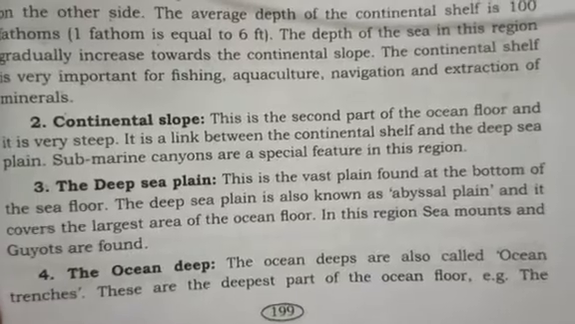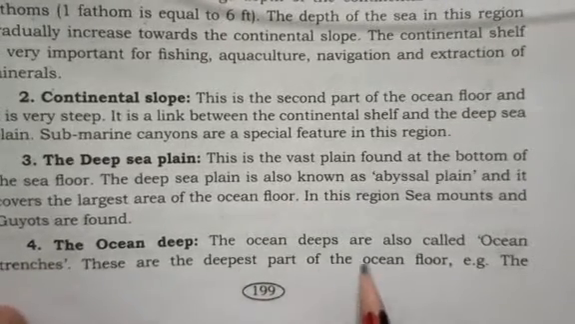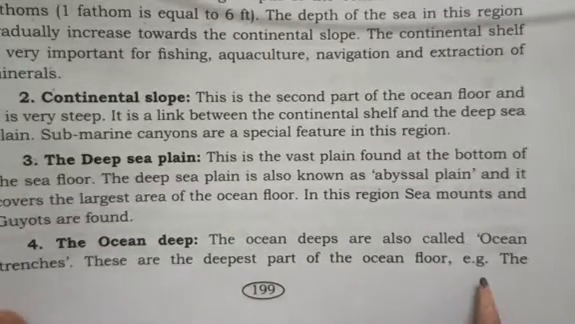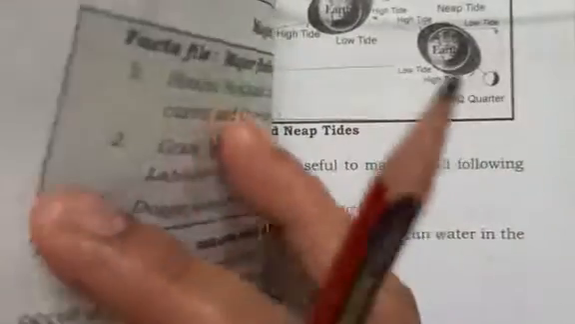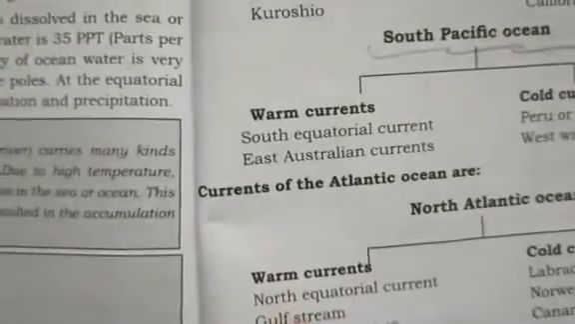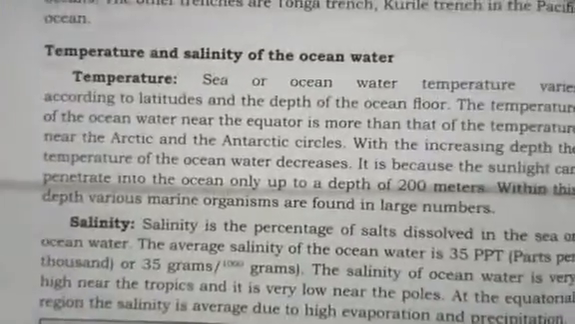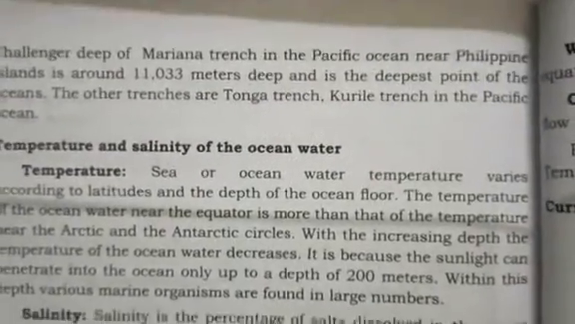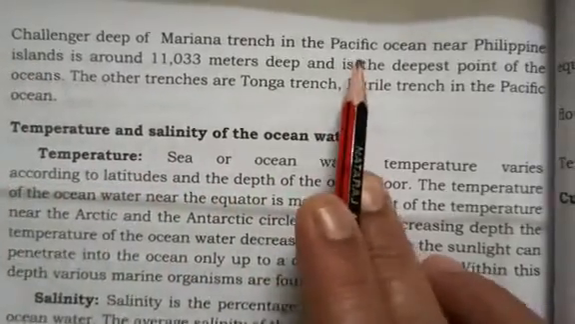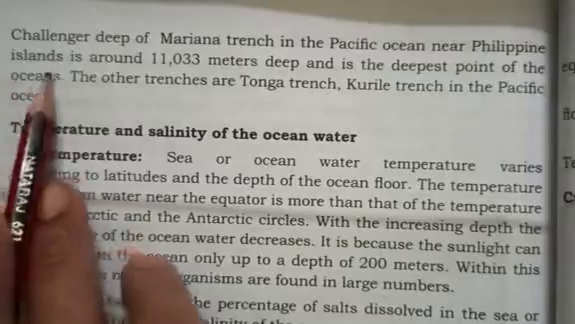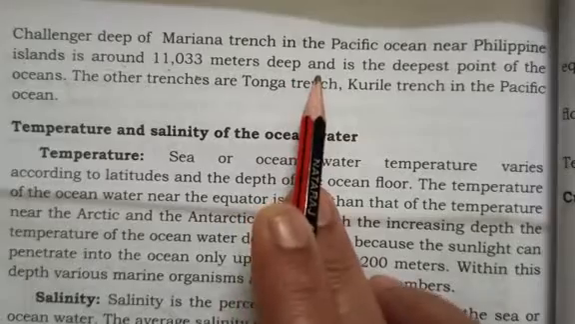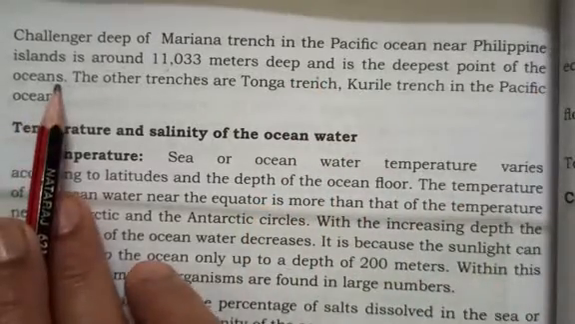The ocean deep. These are called ocean trenches. These are the deepest part of the ocean floor. Challenger Deep of Mariana Trench is in the Pacific Ocean near the Philippine Islands and is around 11,033 meters deep and is the deepest point of the oceans.